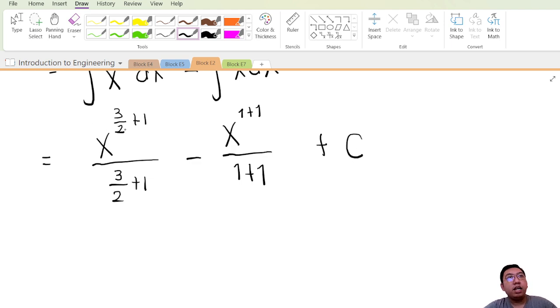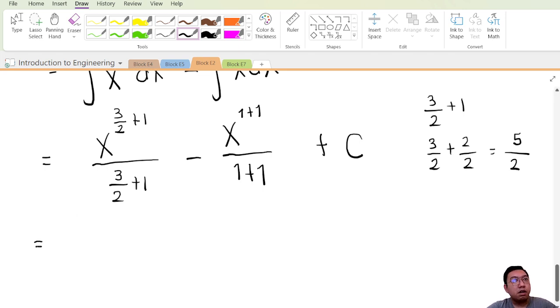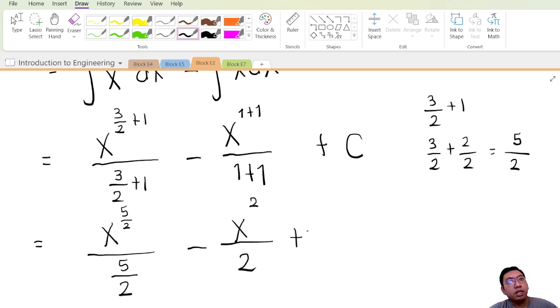So what is 3 halves plus 1? 3 over 2 plus 1 is just like saying 3 over 2 plus 2 over 2. So I'm basically copying the denominator to make it easy to add. So 3 plus 2, that's 5. So the first term will be x to the power of 5 over 2, over 5 over 2, minus x to the power of 2 over 2, plus c.